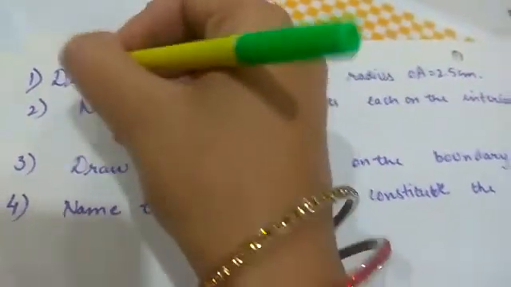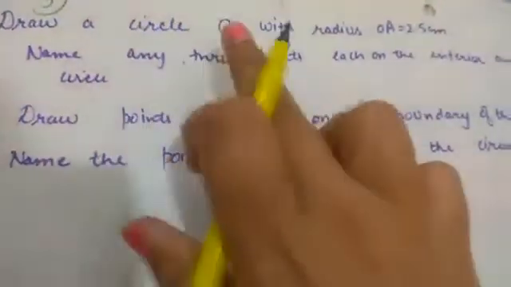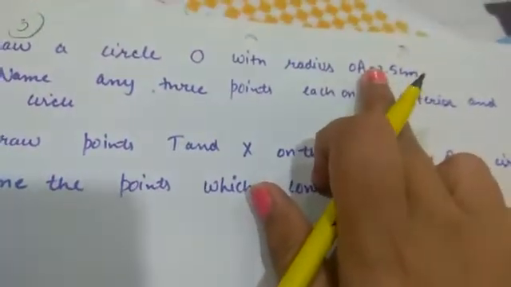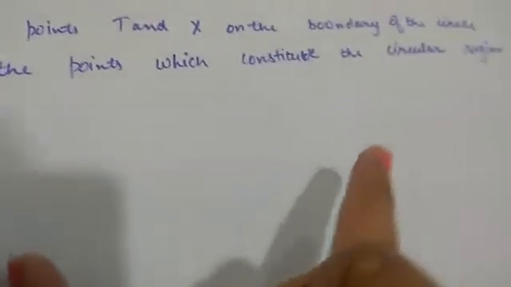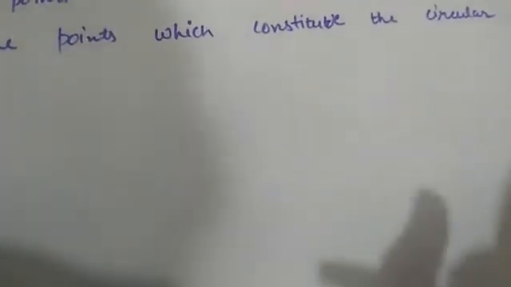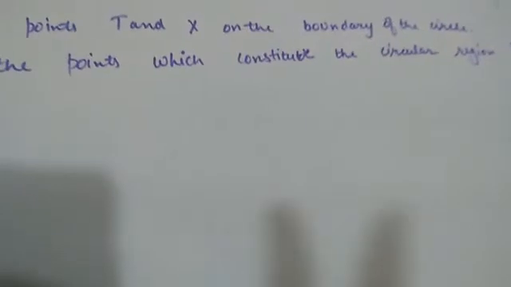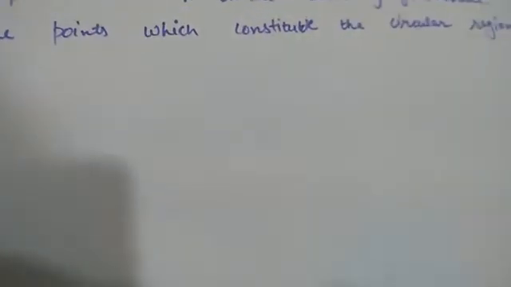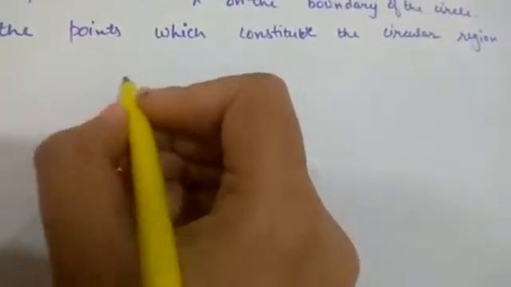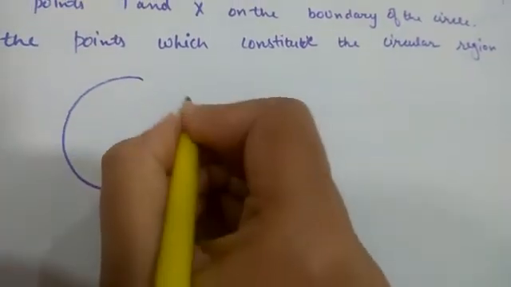Now see here, question number 3. The question is, firstly draw a circle O with radius OA equal to 2.5 centimeter. Now listen to me very carefully. I don't have a compass now. Open the compass equal to 2.5 centimeter, place the pointer of the compass like this way here and draw the circle like this way. Okay, means you have to open the compass equal to 2.5 centimeter and then draw a circle like this way.